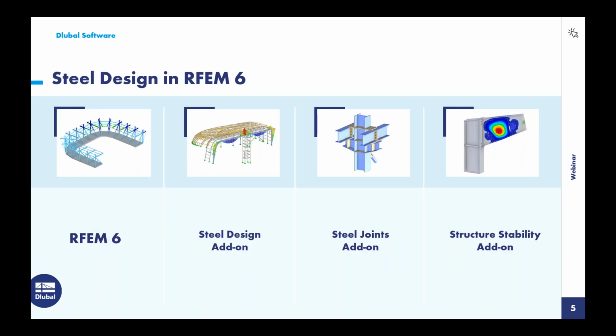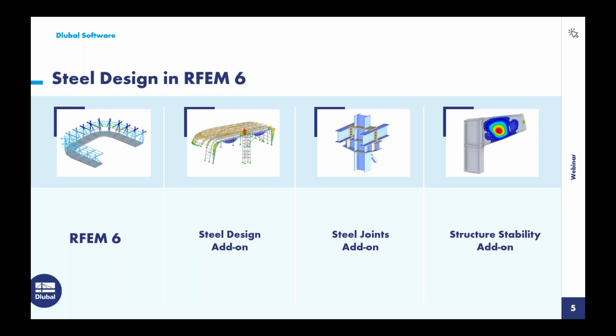So for those of you not familiar with our programs, RFEM 6 is the base software program. So this allows us to fully model the global steel structure. We can load it. We also have the ability to integrate with BIM software. And from here, we'll get the full analysis. Now, we really want to take this a step further to carry out the member design according to the AISC, then we would need the steel design add-on.